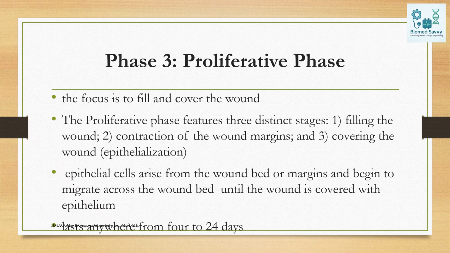Angiogenesis occurs, leading to the formation of granulation tissue, which provides oxygen and nutrients to the healing tissue. Simultaneously, keratinocytes proliferate and migrate across the wound surface in a process known as epithelialization, while myofibroblasts contribute to wound contraction.